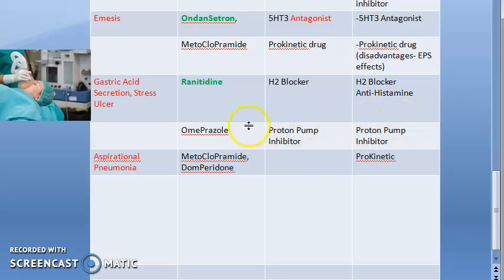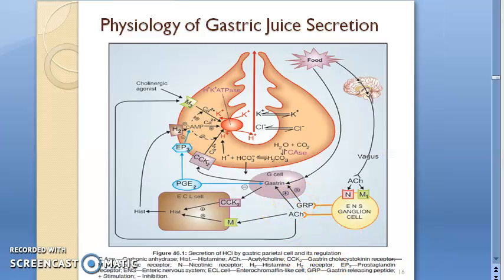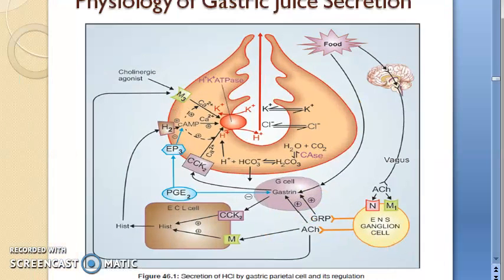Another good option is omeprazole. Omeprazole, you know it is a proton pump inhibitor. Just look at this diagram from K.D. Tripathi. You will be able to understand what proton pump inhibitors do. This is a proton pump inhibitor, correct? H plus K plus ATPase. This is inhibited so that finally acid is not produced.